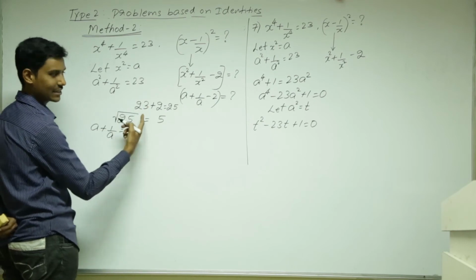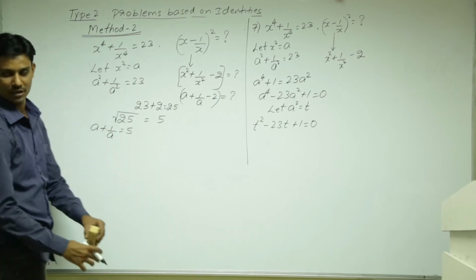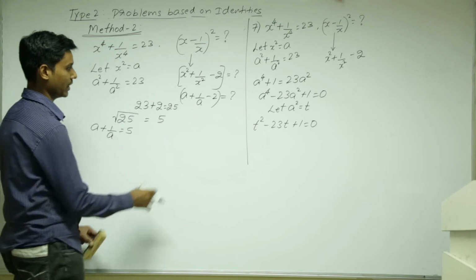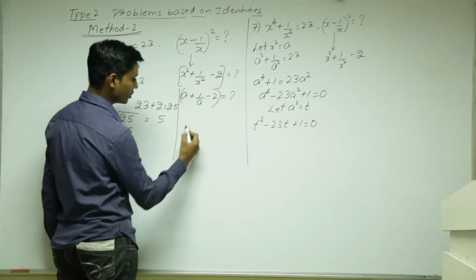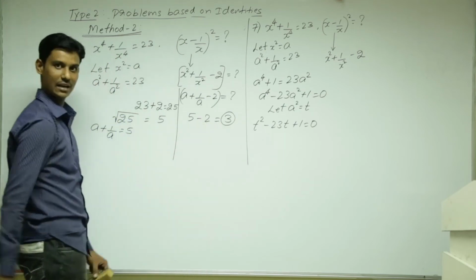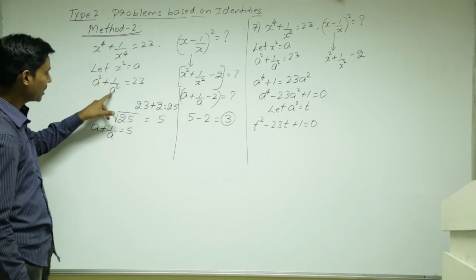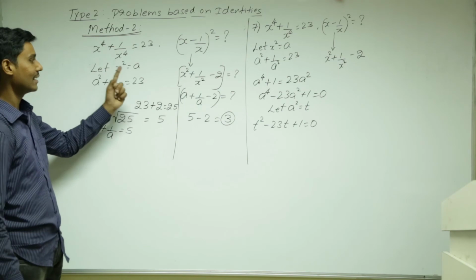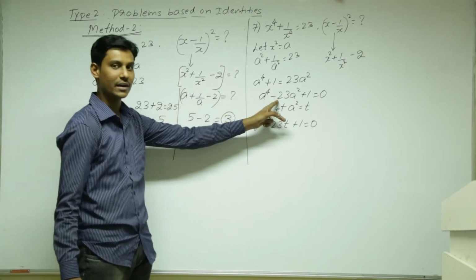How did you get all these things? I have explained already in the second and third question. Right? So a plus 1 by a is 5. That means your question now reduces to what is the value of 5 minus 2? 5 minus 2 is 3. Clear with the approach?